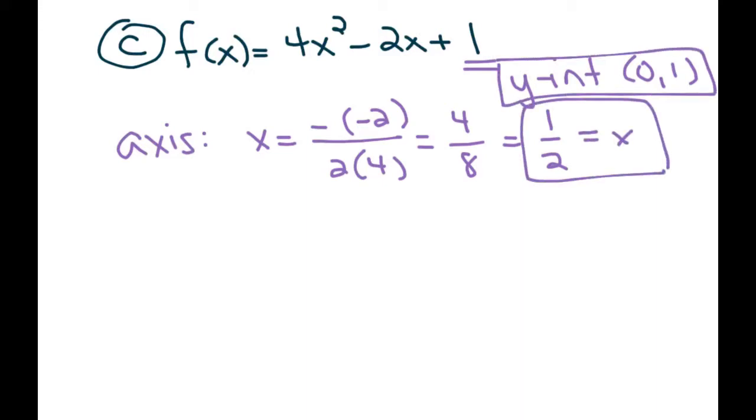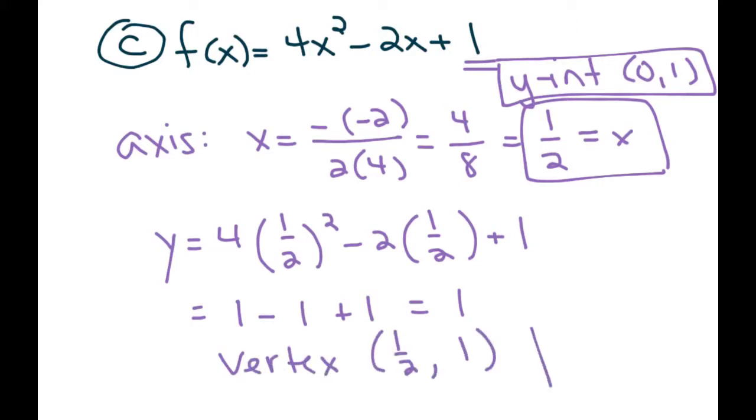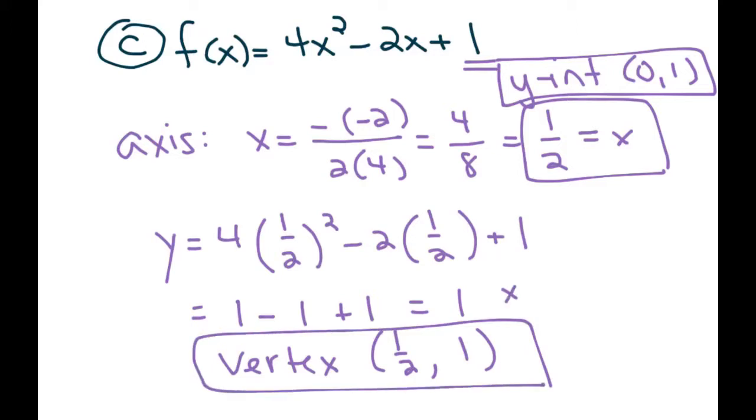And to find the vertex, we're going to plug 1/2 back into the original equation to find y. So this is going to be 4 times a fourth is 1, minus 2 times a half is 1, plus 1, which is equal to 1. So the vertex is at (1/2, 1). I'm doing all the math here, by the way. You would probably just do this on the graphing calculator.